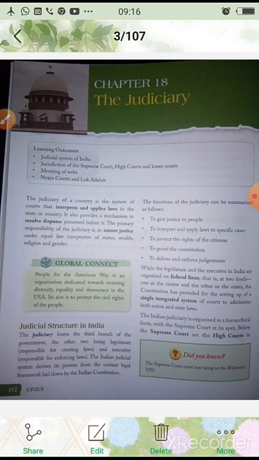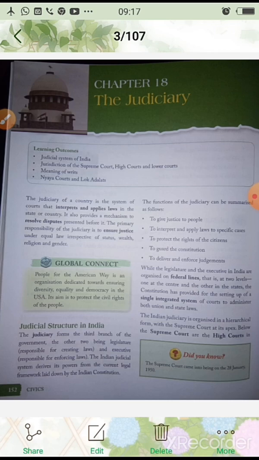The primary responsibility of the judiciary is to ensure justice under equal law irrespective of status, wealth, religion and gender. That is, what is the primary duty of the judiciary? It is to ensure that justice should be given irrespective of status, wealth, religion and gender.